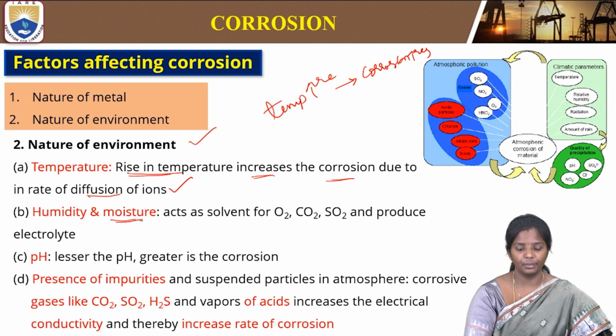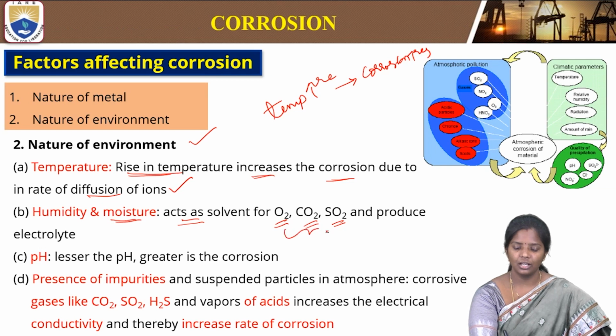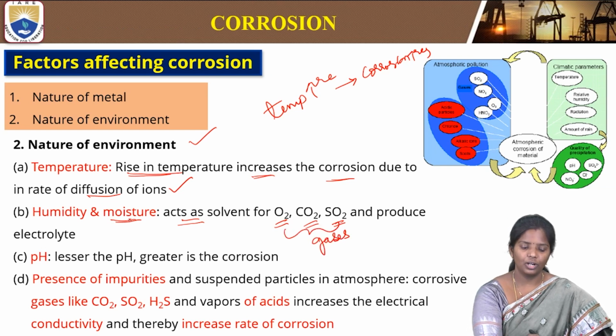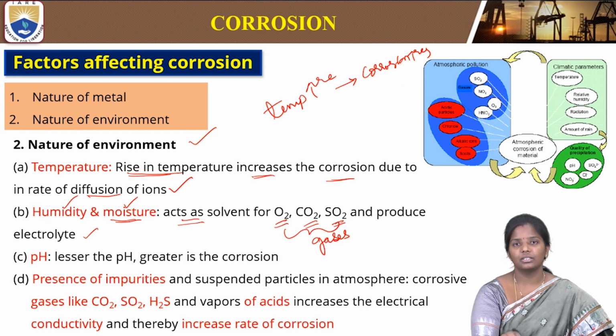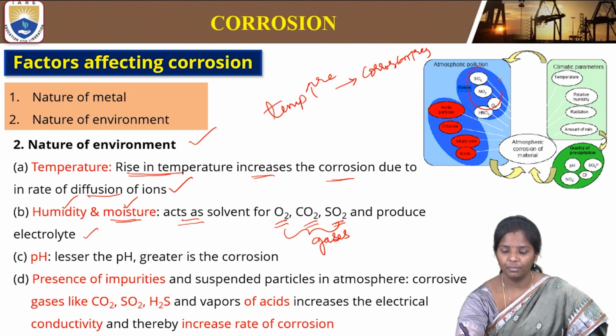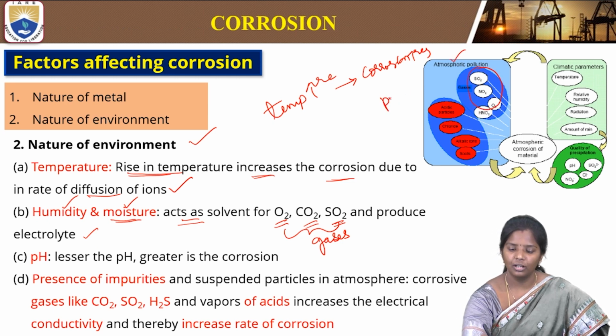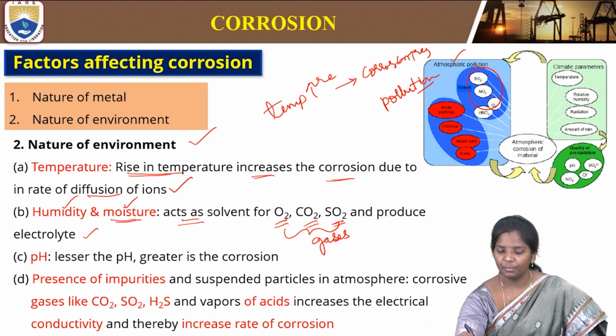What is the effect of humidity and moisture? Humidity and moisture will act as a solvent for carbon dioxide, oxygen and sulfur dioxide. These are some of the gases. For these gases, this moisture and humidity will act as solvent and produce electrolyte. So in the presence of all these materials, it will undergo corrosion. As we see from this figure also, all these gases come from atmospheric pollution. So pollution causes these gases to help in corrosion. So these are some of the effects.